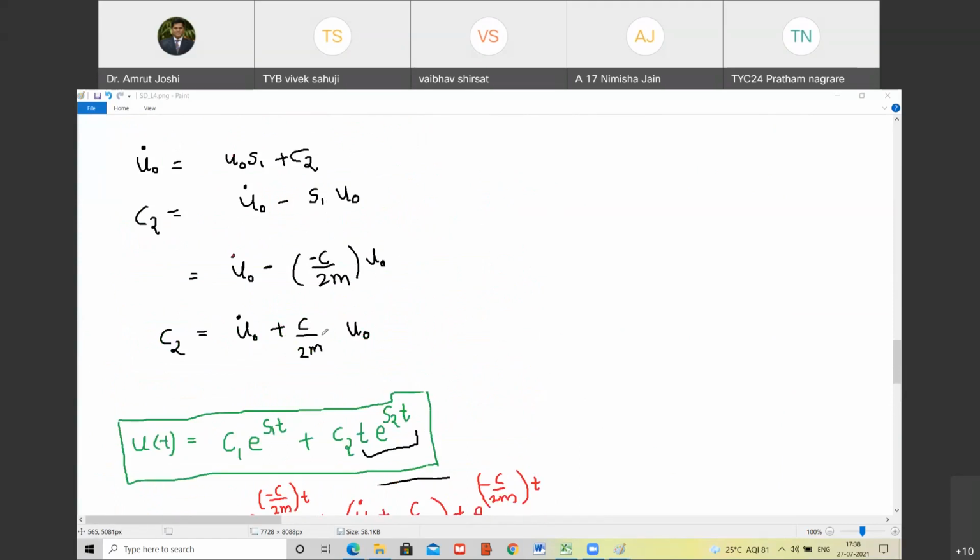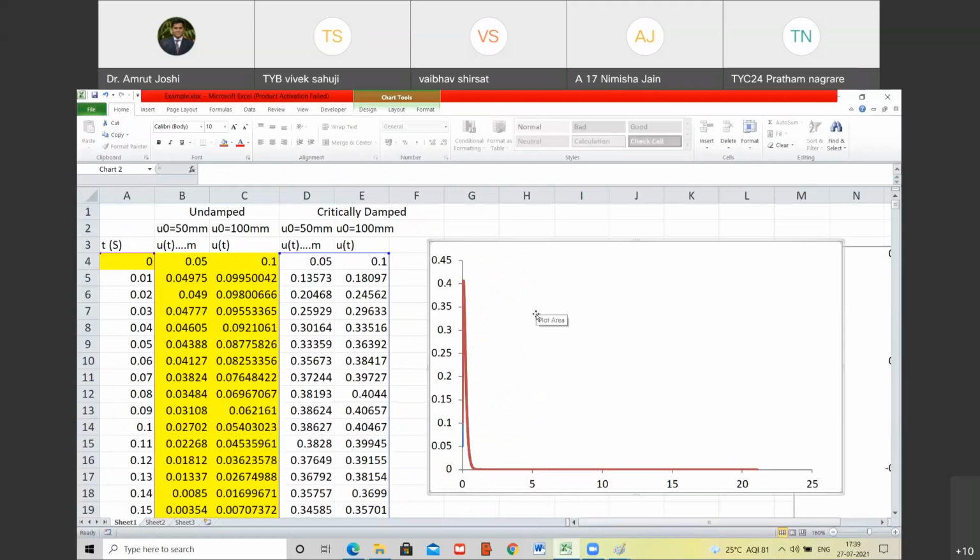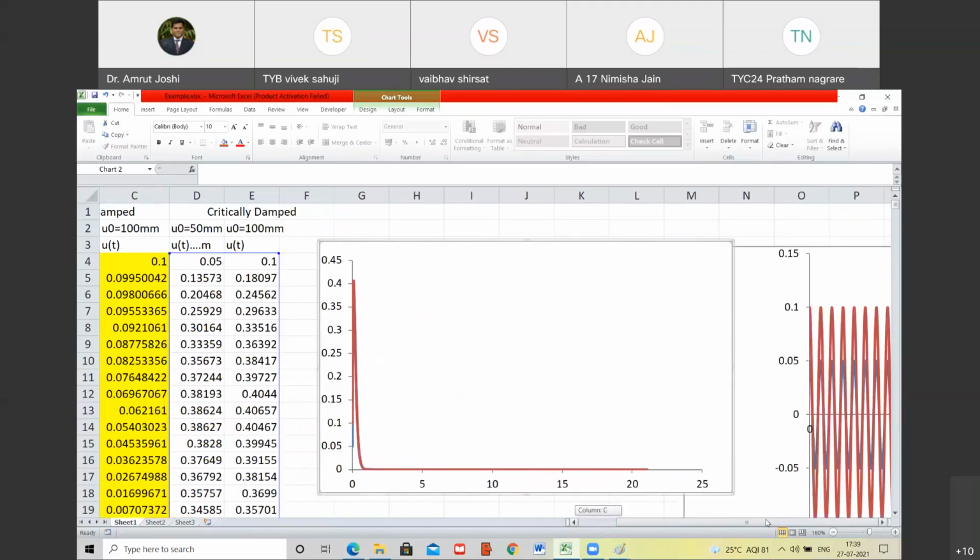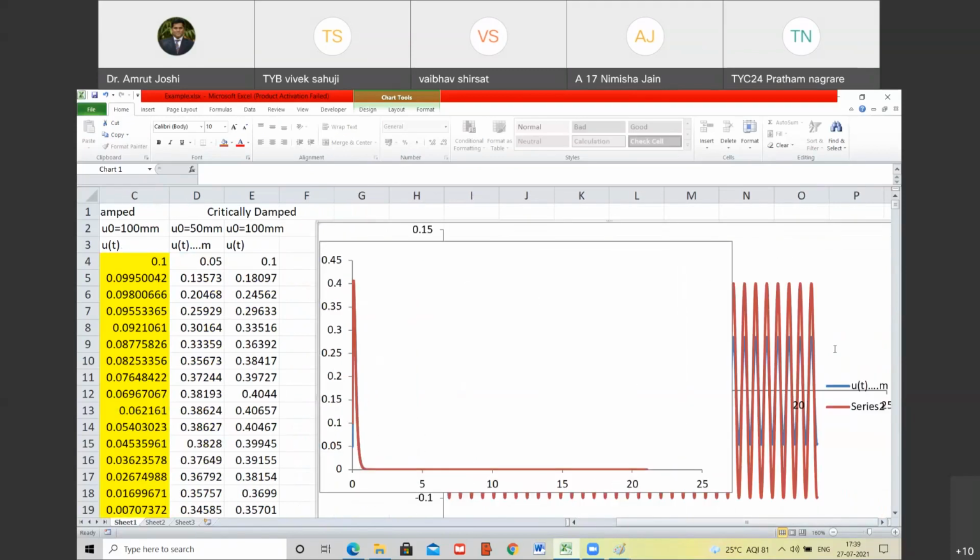Okay, it seems there is some error in this solution. I will try to look for it today, and then we will come back to this problem once again. But the crux is, we are going to plot this solution and compare it with the undamped system. Let me check what the error is here, and then I will come back to you.